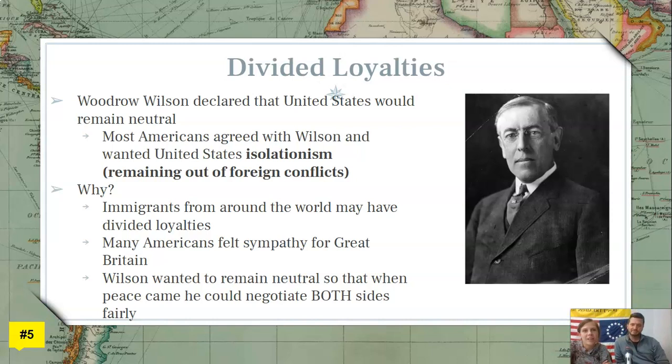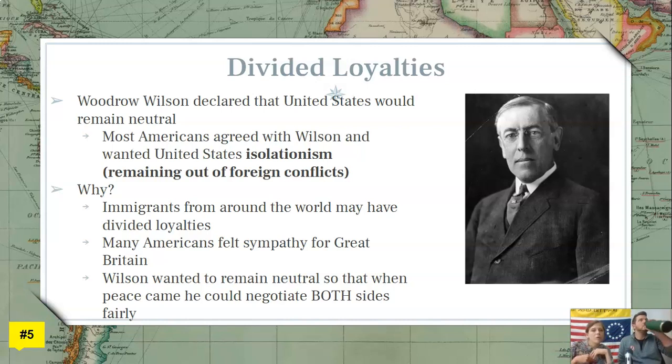All right, so we're going to have some divided loyalties as well. Wilson is going to declare that the U.S. would remain neutral. We are not getting involved. This is not our fight. It's over in Europe. We're not a part of it. Most Americans agree with Wilson because nobody wants to go to war. And so we start practicing isolationism, which is remaining out of foreign conflict and keeping to ourselves.